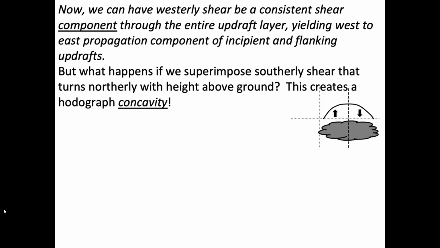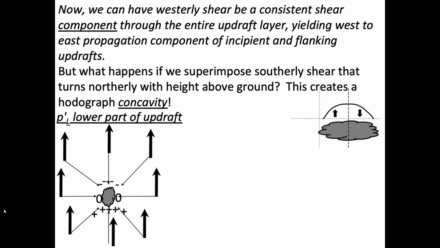So again, our deep shear vector is west to east. There's a component of the shear at any infinitesimal layer within our hodograph that's west to east, but across that shear vector we have a component that reverses from the low levels to the high levels in the convective layer. So let's look at the process of determining the linear perturbation pressure sign in the lower part of that updraft.